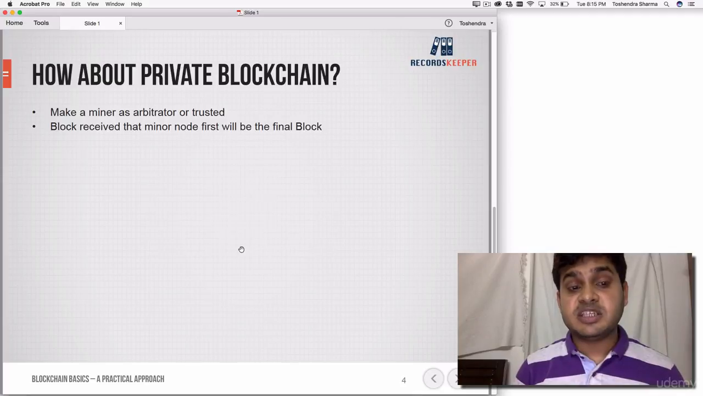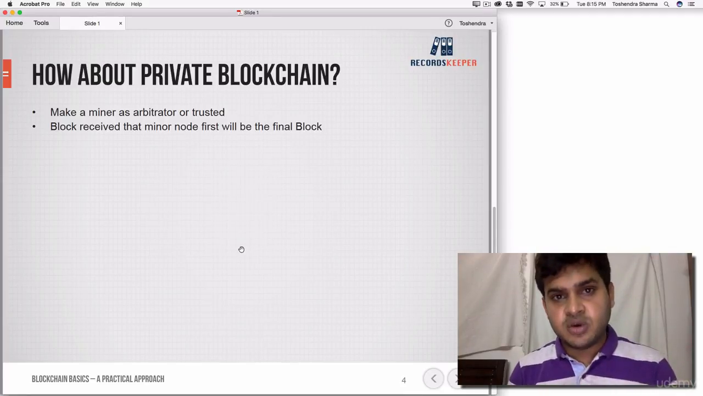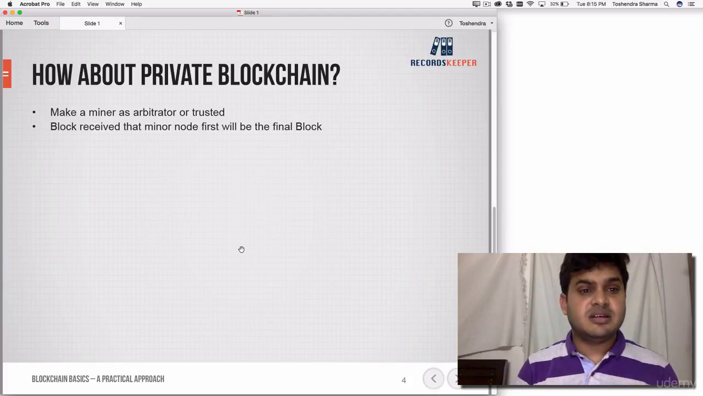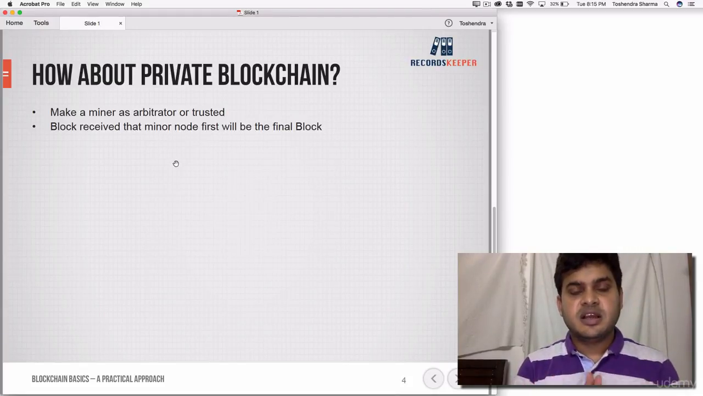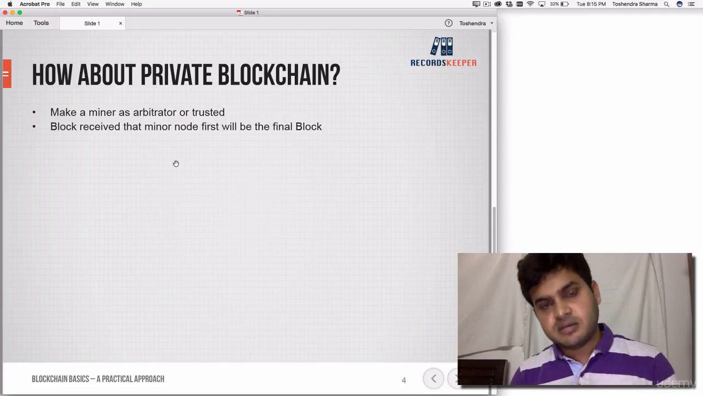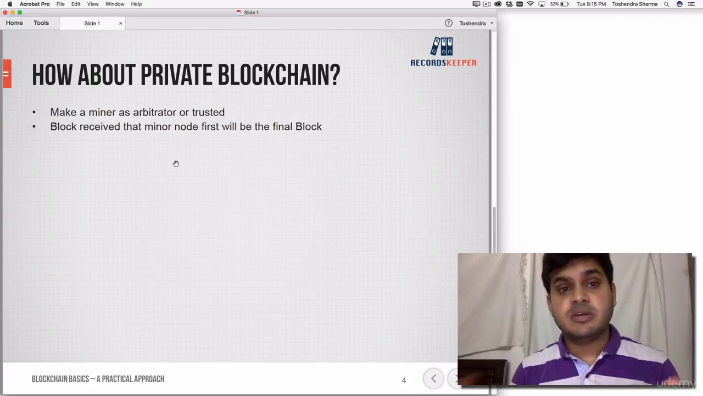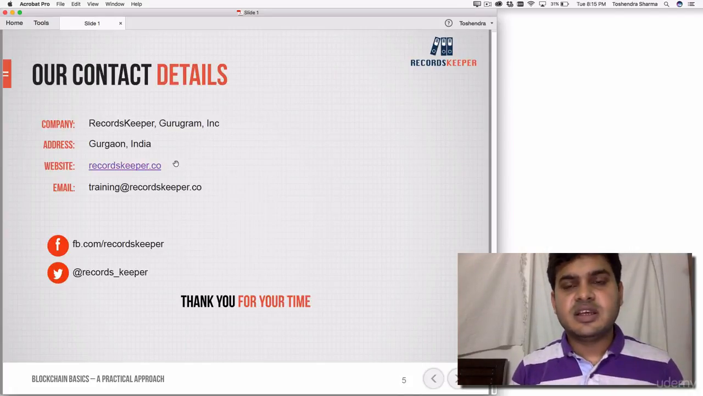Whichever block the arbitrator receives first will be accepted. I already mentioned that. So that's it for the consensus-based algorithm.